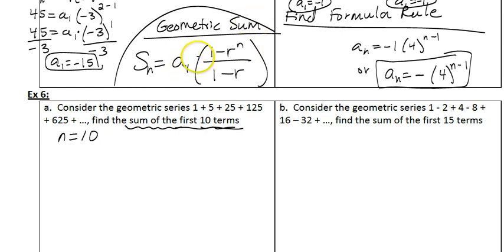All I need is term 1, r, and n. See this? I need term 1, I need r, and I need n. So I need those three things. I already found n. Term 1, well, that's just the first term in the sequence, or the series, so right now that's 1. And then I need to find r. r is the common ratio.